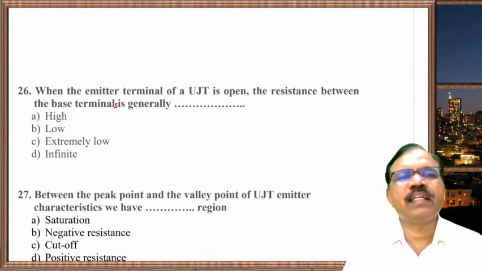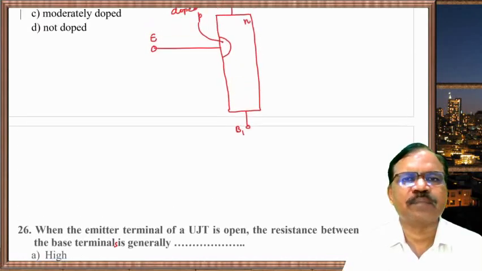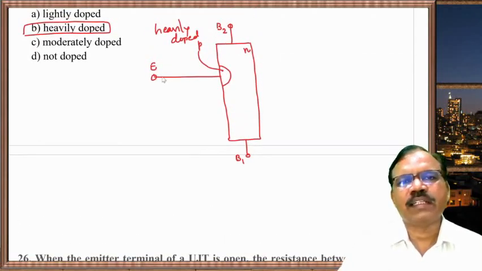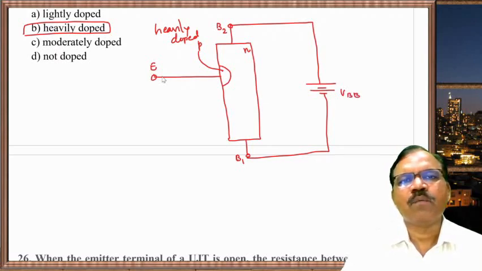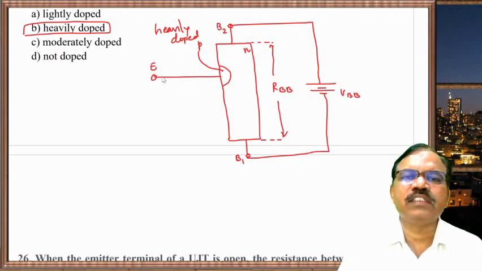When the emitter terminal of UJT is open, the resistance between the base terminals is generally... So here, when emitter is not connected to any source, and suppose we connect a battery here, we can call this VBB. Now between base B1 and B2, resistance is set up, that is RBB, and that resistance is very high.